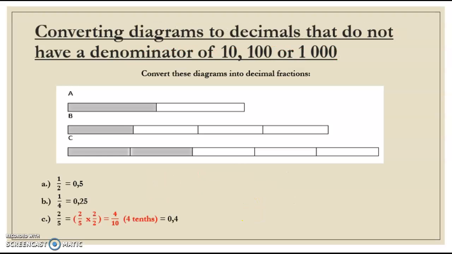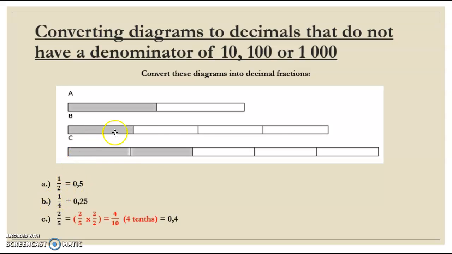Right, next slide says, converting diagrams to decimals that do not have a denominator of 10, 100, or 1,000. Now these you need to memorize. Convert these diagrams into decimal fractions. A. You are given 2 pieces on the fraction strip. 1 out of the 2 is colored in. 1 over 2 or a half in decimal notation is 0,5.